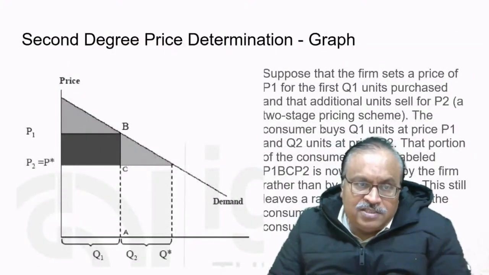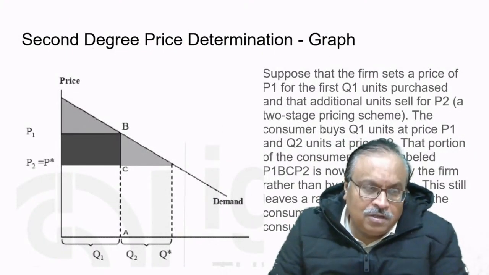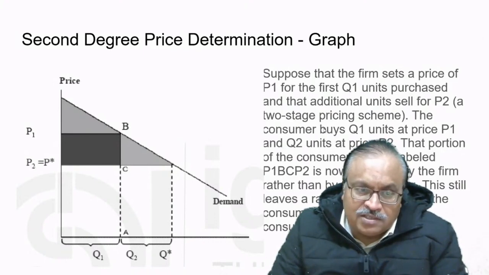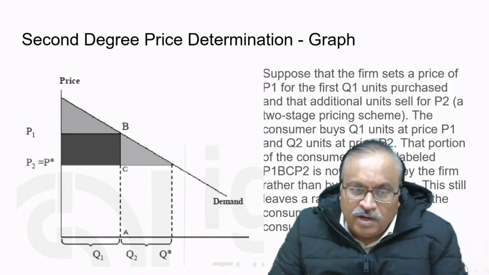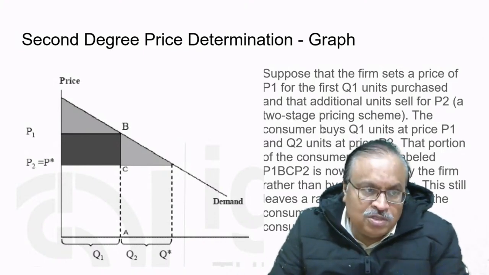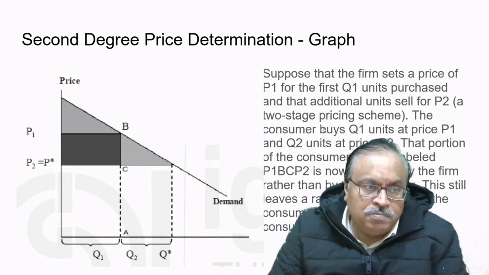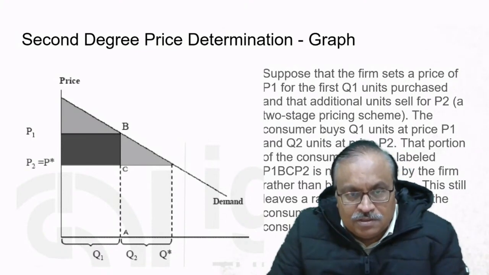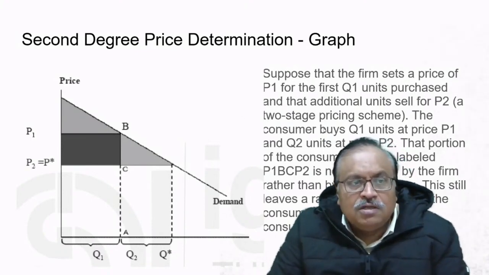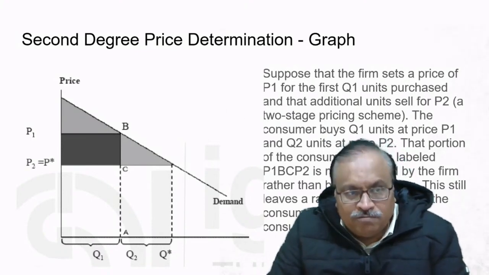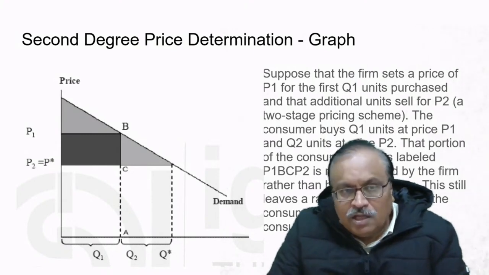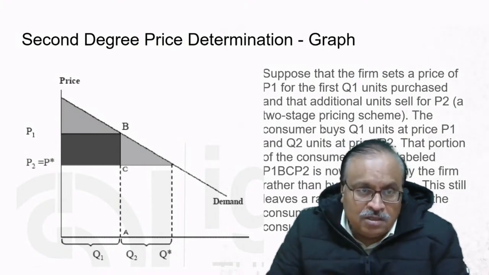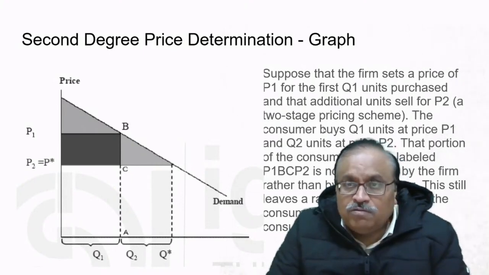For second degree price discrimination, we have a graph. On the y-axis, the price is there. On the x-axis, the quantity is there: Q1, Q2, Q3. We have a price band also, P2 and P1. And we have a demand curve, which starts at a level slightly above price P1. It's a regular demand curve. So let us see how it works.